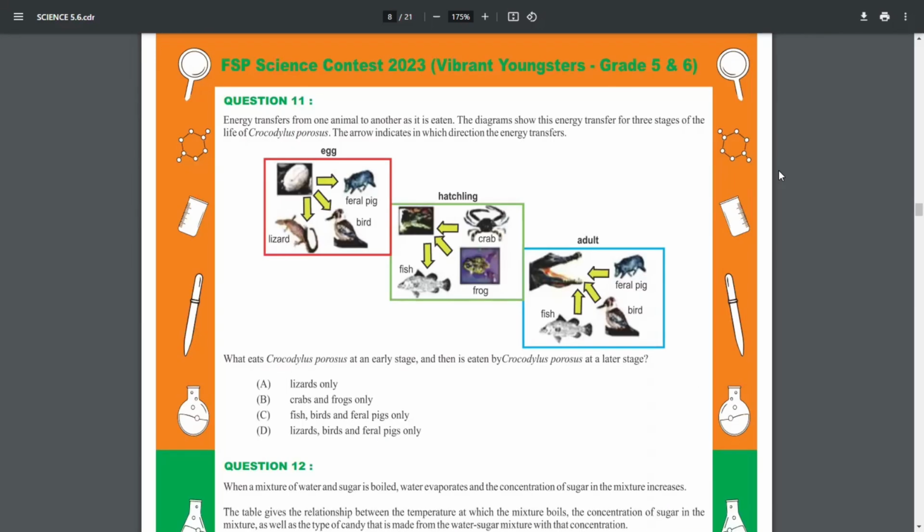Question 11. Energy transfers from one animal to another as it is eaten. The diagrams show this energy transfer for 3 stages of the life of Crocodylus porosus. The arrow indicates in which direction the energy transfers. What eats Crocodylus porosus at an early stage and then is eaten by Crocodylus porosus at a later stage? The correct option is C, fish, birds, and feral pigs only.